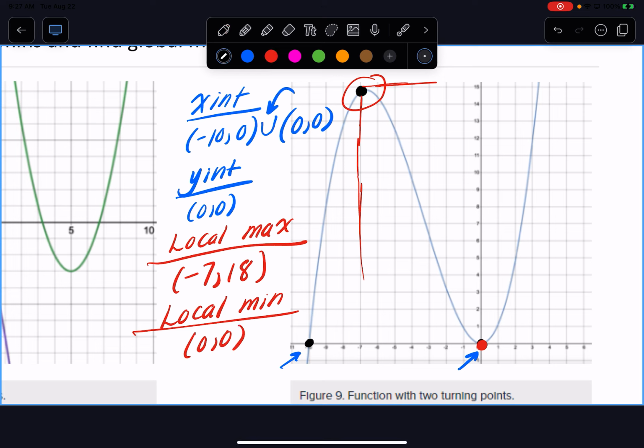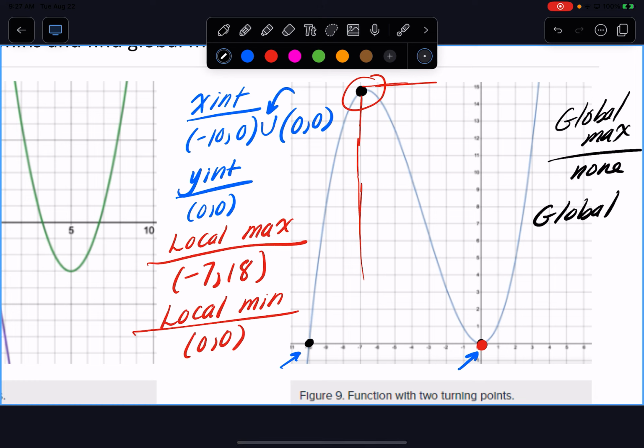Now we're going to do global. That means overall. So global max. Is there an overall highest point here? Yes. What would it be? Overall, what's the highest point possible on this graph? Infinity. Yes, everybody. So that would be none, because infinity is not a number. Global min. Is there a lowest value, period, end of story here? There is also no global minimum. It goes to negative infinity. So you would once again say none. Now, if they asked you the turning points, this is a turning point, this is a turning point.